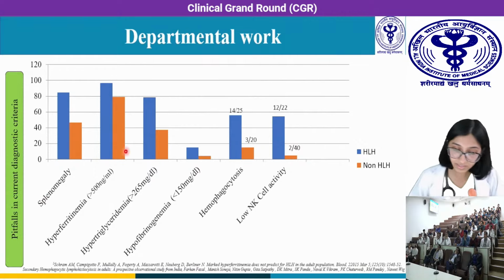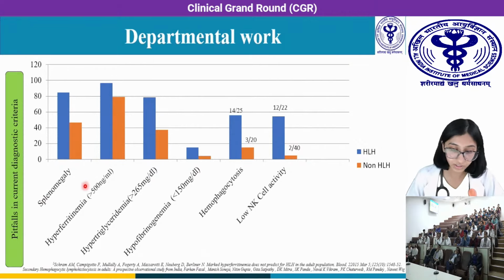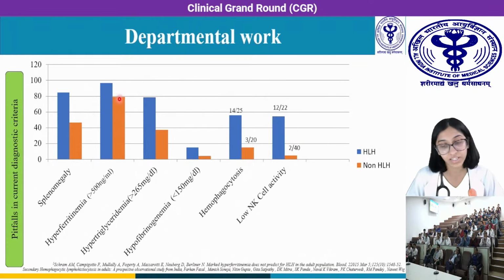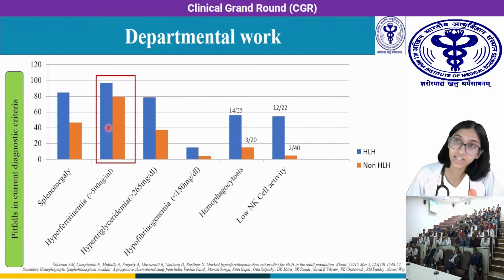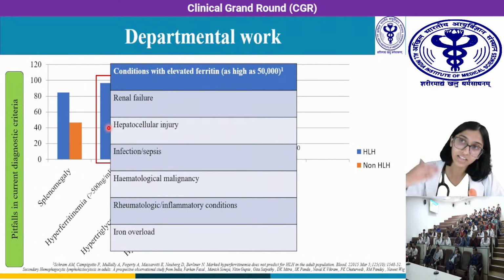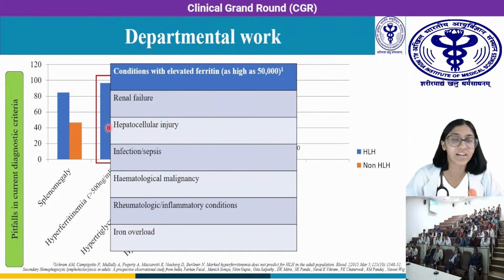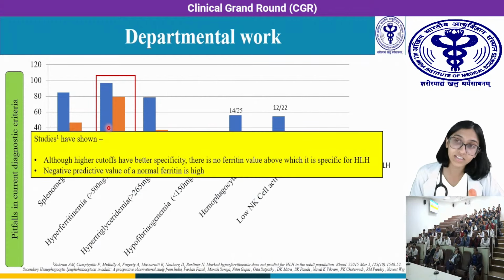Here we can see that in our data, at a cutoff of 500, hyperferritinemia was found in a very high number of HLH patients as well as non-HLH patients, hence proving that this cutoff is very non-specific. Similarly, in various studies, we've seen that an elevated ferritin as high as 50,000 can be seen in various other conditions as well. Hence, various studies have shown that although higher cutoffs have better specificity, there is no ferritin cutoff value above which it is specific for HLH.